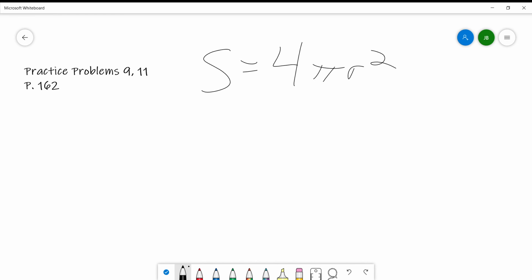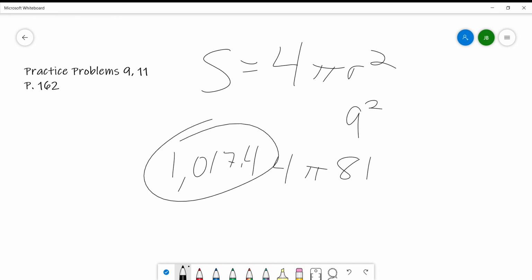I'm going to double check my formula. Surface area equals 4 pi r squared. That is true. The area of a circle is pi r squared. The surface area of a sphere is 4 of those, 4 circles. The r is 9. 9 squared is 81. 81 times 4 times pi. I'm going to plug that into my calculator. 81 times 4 times 3.14 equals 1017.4. That's my final answer, and that's meters squared.